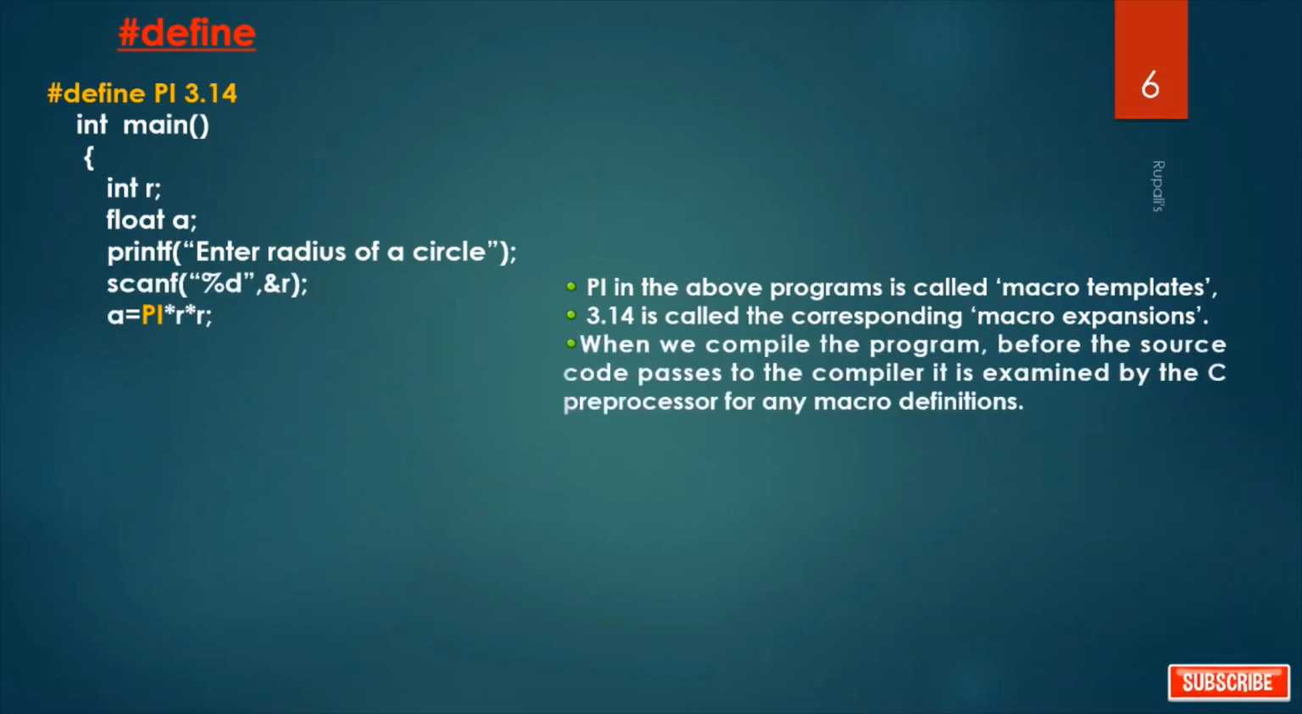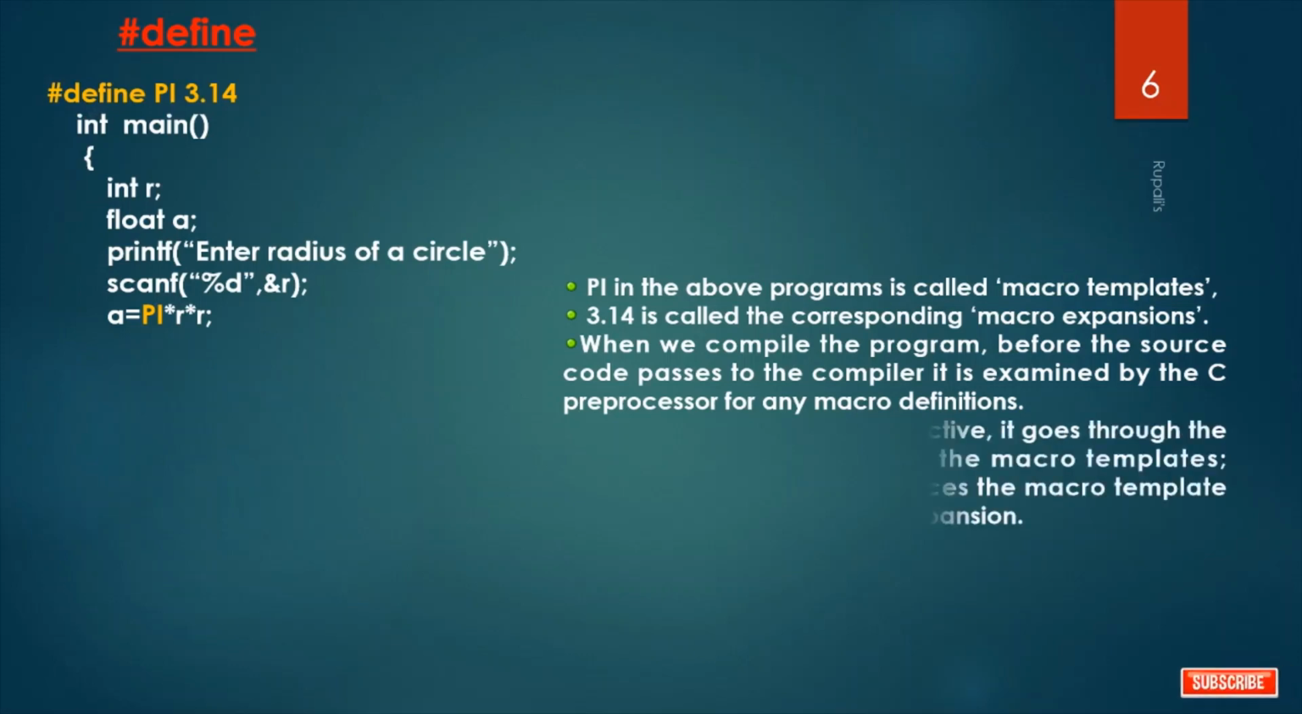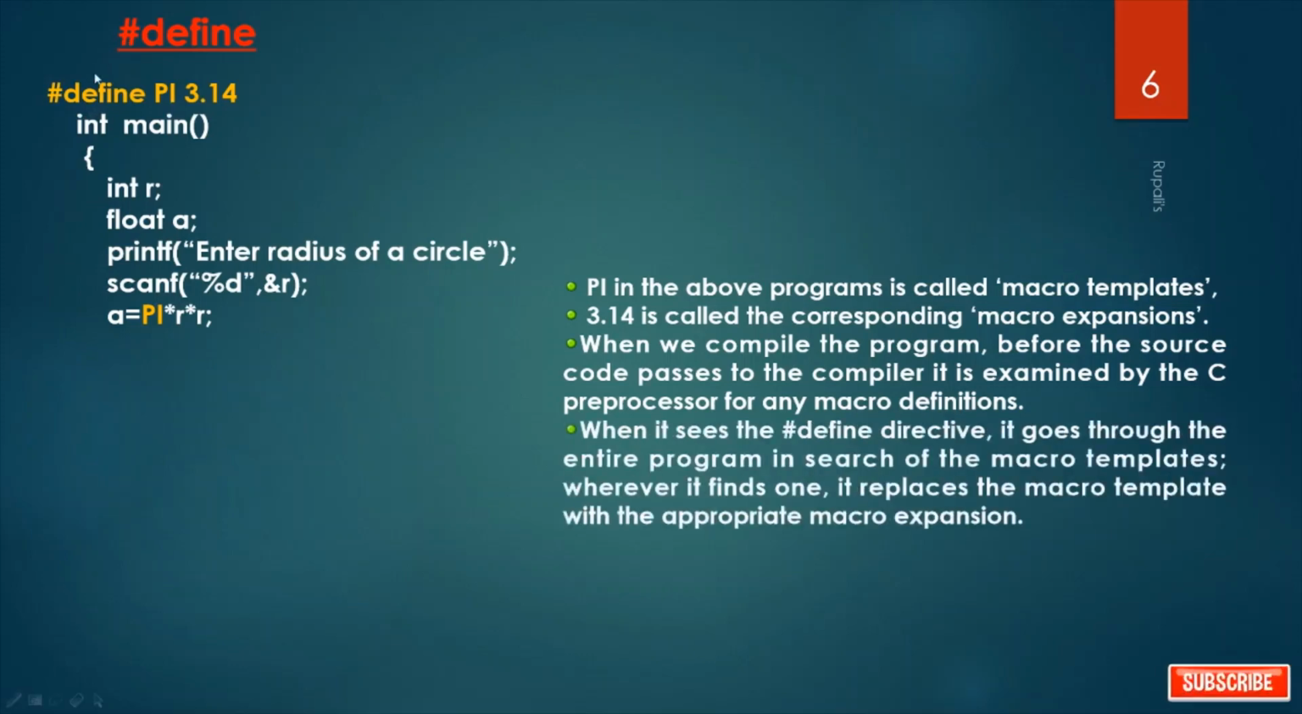So when we compile the program, before the source code passes to the compiler, it is examined by the C preprocessor for any macro definition, whether there is any macro definition or not. Yes, there is one macro definition. It starts with hash. So hash define PI 3.14 is there. Then, when it sees the hash define directive, it goes through the entire program. It searches the entire program in search of the macro templates.